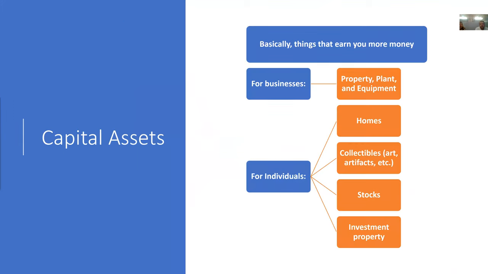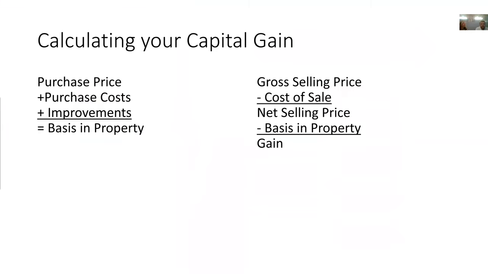So basically, a capital asset in its most basic sense is something that makes you money. For a business, this is your property, your plant, your equipment, almost everything. If you have a piece of machinery or a piece of land, that's a capital asset to the business. For individuals, it gets a little different. It's pretty much homes and land, collectibles, if you have any art or artifacts, stocks and investment properties. Those things are what would get you capital asset treatment, which is preferential to other ordinary income assets.